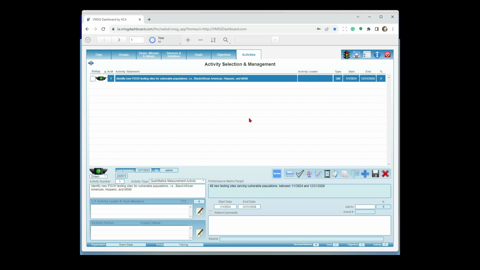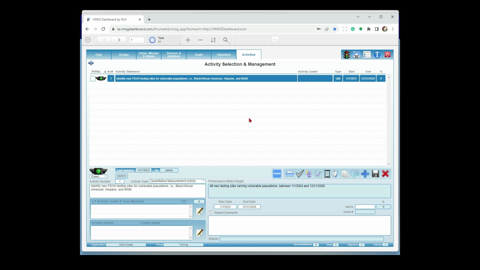Well, in VMSG, the performance metric indicates how do I know when I've successfully completed the activity. The activity here is purely about testing sites. The second activity was about people, so it's really a different activity. And I don't see how you have multiple metrics for an activity when the metrics don't add up to the activity. That's what I'm having trouble with.